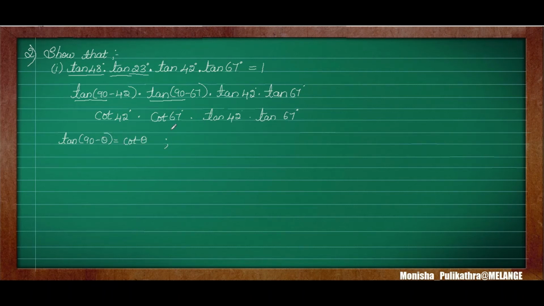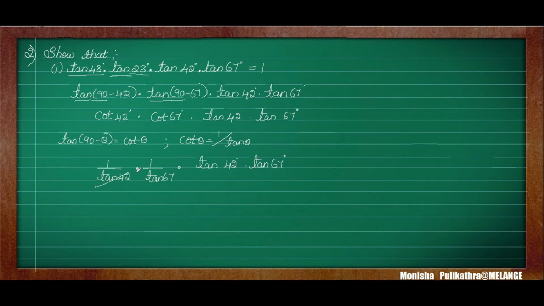Okay, so one more thing, we know the reciprocal: cot theta is equal to 1 by tan theta. So here instead of cot 42 I can write 1 by tan 42, that is the reciprocal of cot 42. Cot 42 is equal to 1 by tan 42, into cot 67 is equal to 1 by tan 67, and write these two things as it is, tan 42 degree into tan 67 degree.